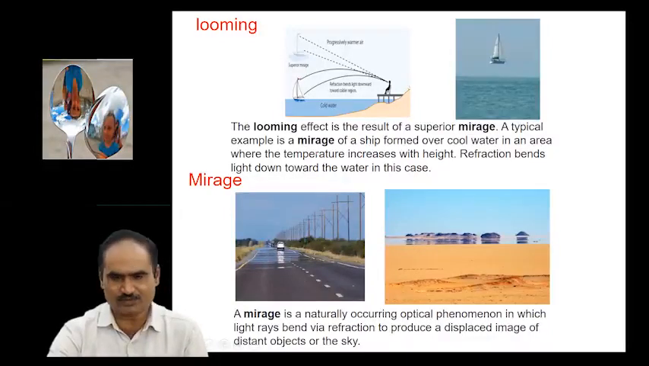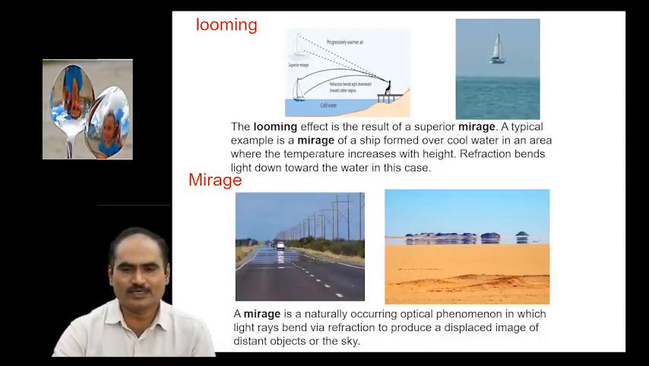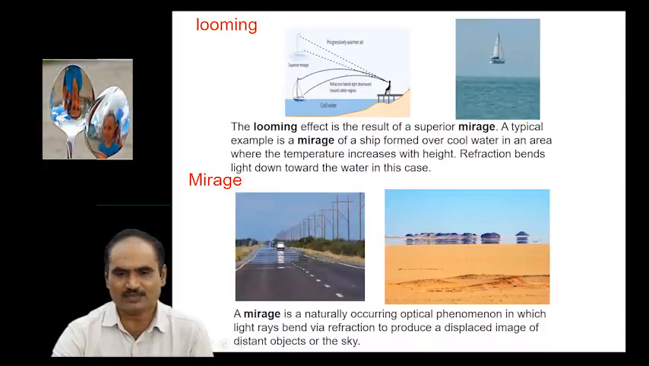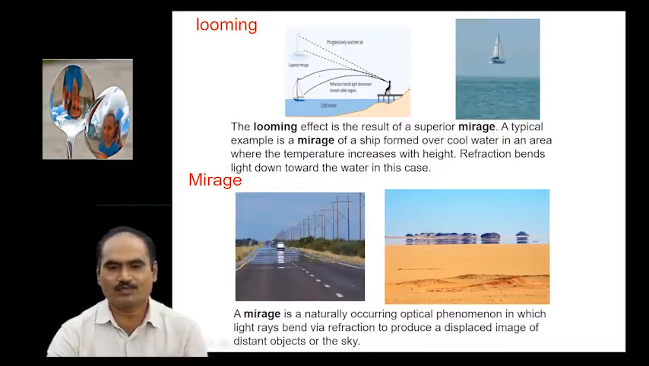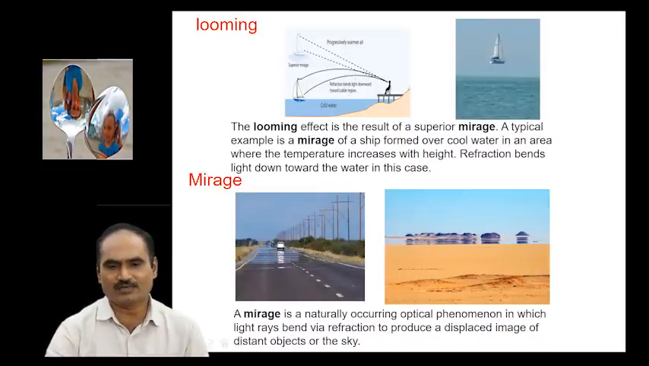Actually, looming happens in cold conditions. You can see that when you go to the seashore and observe a ship or a boat from the seashore, it appears to be raised up. Here, the layer closer to the water at sea level is denser than the upper layer. So what will happen? The light ray travels like this, and it undergoes total internal reflection like this.